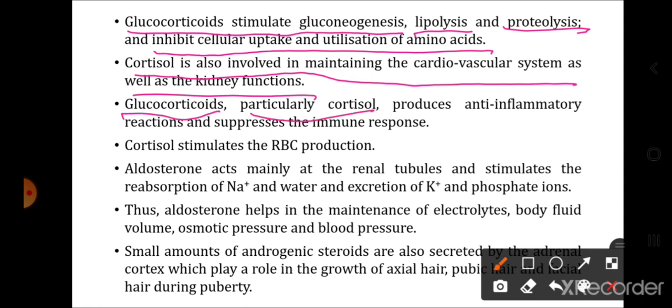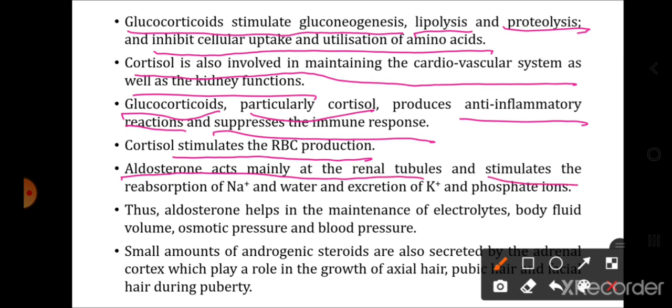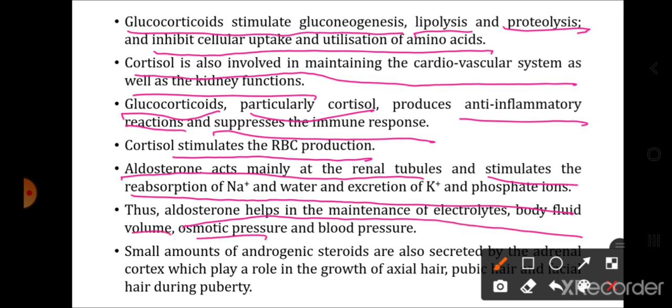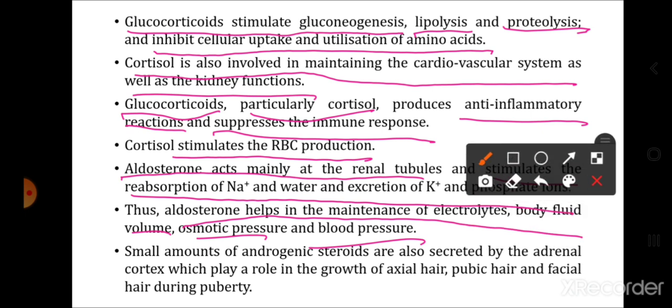Glucocorticoids, particularly cortisol, produce anti-inflammatory reactions and suppress the immune response. It also stimulates RBC production. Aldosterone acts mainly at the renal tubules and stimulates the reabsorption of sodium and water and excretion of K plus and phosphate ions. Thus, aldosterone helps in maintenance of electrolytes, body fluid volume, osmotic pressure and blood pressure.